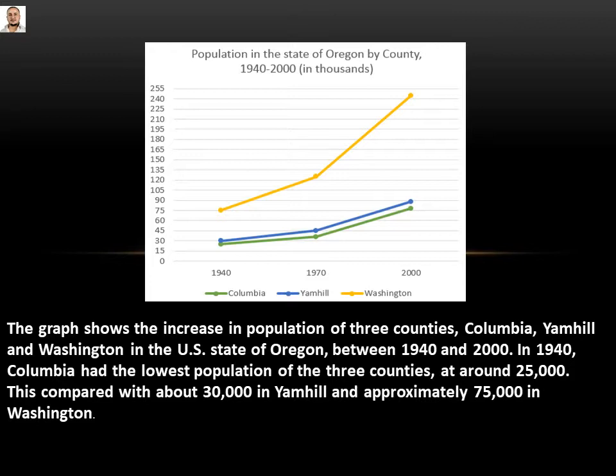If you remember, we said that the introduction to this kind of task is the statement, but paraphrasing it or writing it in another way. The graph shows the increase in population of 3 counties, Columbia, Yamhill, and Washington, in the US state of Oregon, between 1940 and 2000. In 1940, Columbia had the lowest population of the 3 counties, at around 25,000. This compared with about 30,000 in Yamhill and approximately 75,000 in Washington.